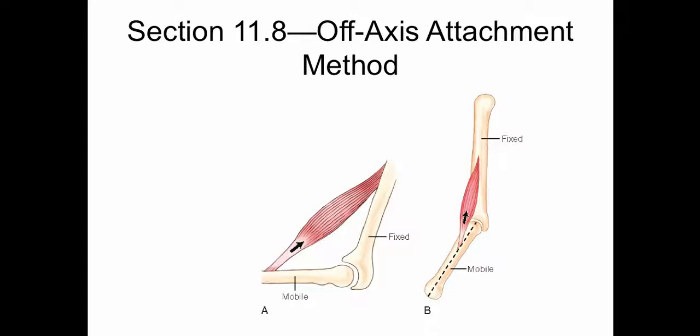The off-axis attachment method is another method that can be used to determine the rotation actions of a muscle. This method involves first visualizing the long axis of the bone and then visualizing whether the muscle attachment is on the long axis or off the long axis. The illustration on the right shows an oblique view of a hypothetical muscle that attaches onto the mobile bone on axis. On axis means that the muscle attaches directly over the long axis of the mobile bone. When this muscle contracts, even though the mobile bone will be moved toward the fixed bone, no rotation of the mobile bone will occur because the muscle attaches on axis.